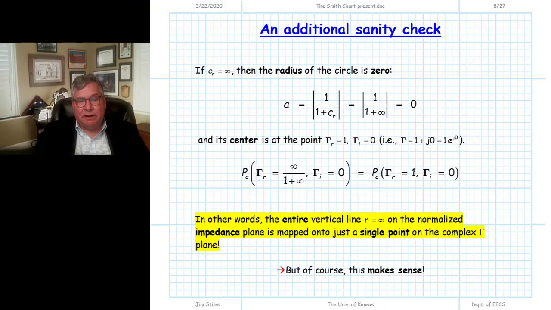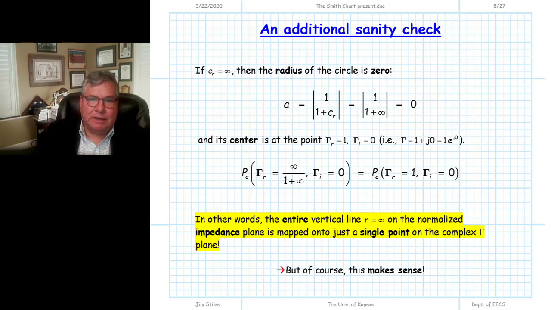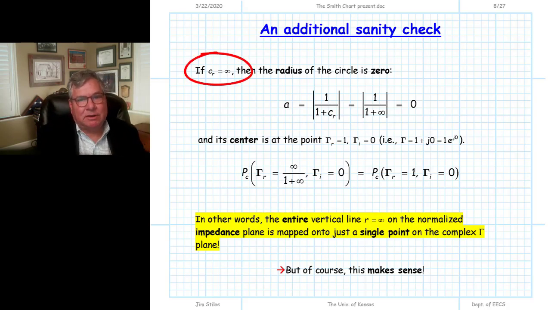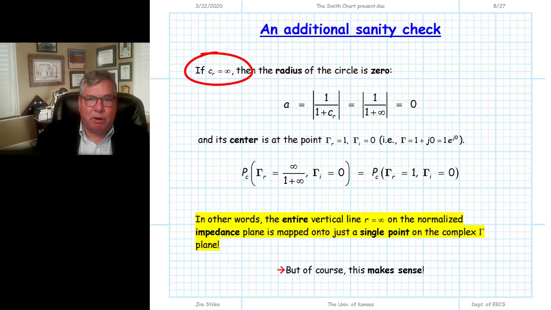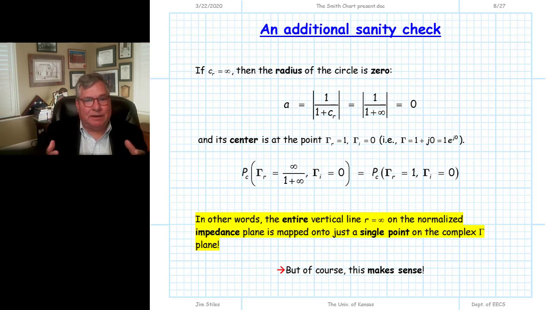All right, let's look at a different example now and see what our parametric representation of the mapping from a vertical contour on the normalized impedance plane onto a circle on the complex gamma plane gives. What would we get if that vertical profile on the impedance plane were described as r equal to infinity? All the impedances whose real part is infinite. The reactive component, the imaginary part, could be anything from -infinity to +infinity, but the real part is infinity. Where would this circle be on the complex gamma plane?